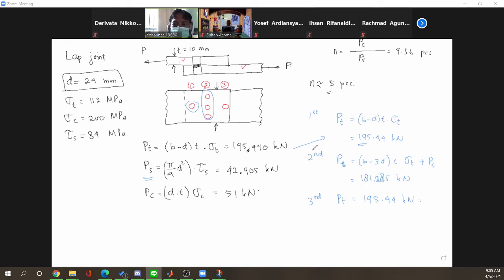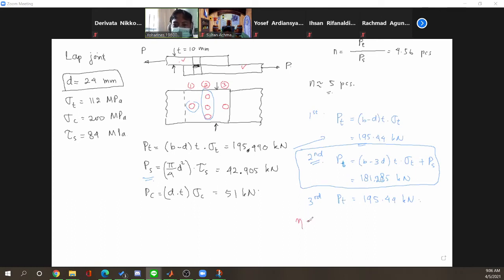So this is the allowable resistance load for each row on this joint. And we found that in this calculation, the second row is the weakest part of this joint because it can only resist a maximum of 181 kilonewton. Okay, so we will use this to calculate the efficiency of the joint.